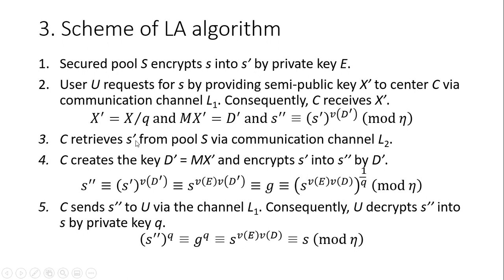C retrieves S squared from pool S via the communication channel L2. This is step 3. Step 4: C creates the key D squared equal to M S squared and encrypts S squared into S double squared by D squared.